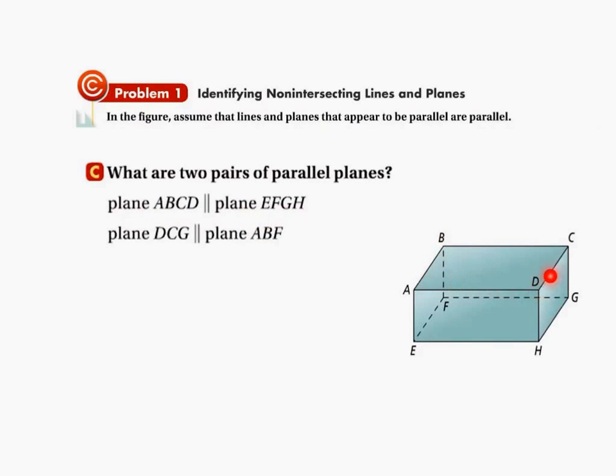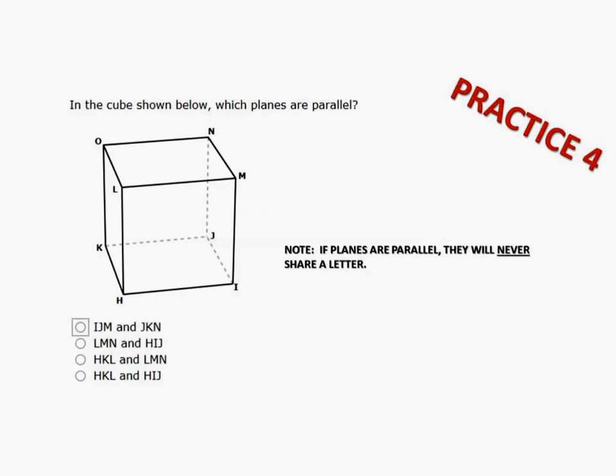There we have the top of the box and the bottom of the box. Plane DCG is parallel to plane ABF. That is, the left side of the box is parallel to the right side of the box. Your practice problem says, in the cube shown below, which planes are parallel? Now again, I gave you a note. If planes are parallel, they will never share a letter, just like parallel lines.